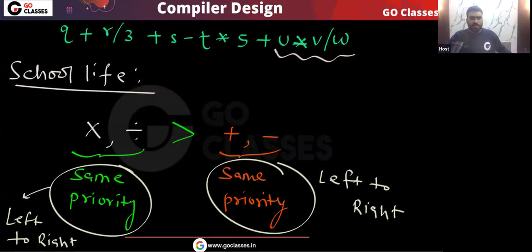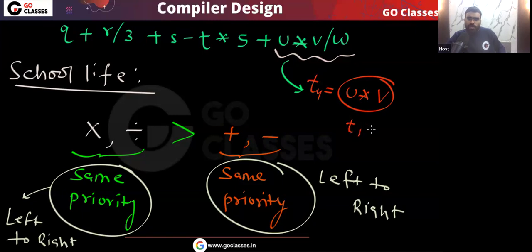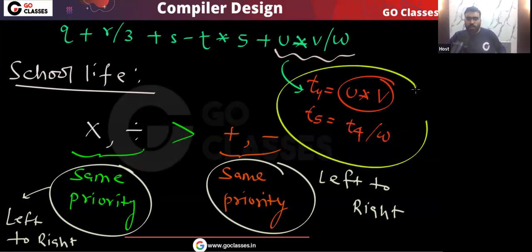Is this clear? So here, first you will do u into v. Let's assume you put this into some variable, maybe let me call it t4. Then you will do t4 divided by w. Is this clear or not? Did you understand this point? This is from your school life.